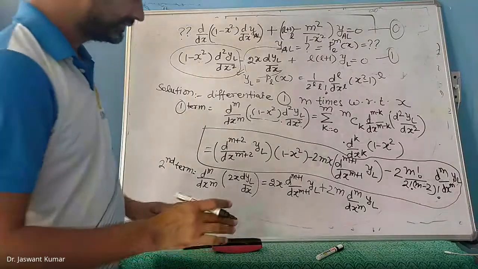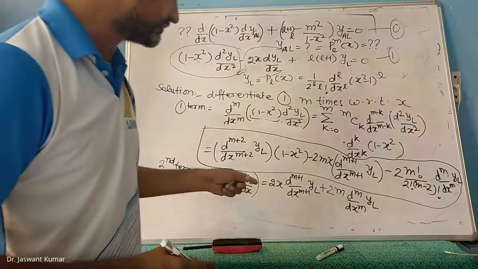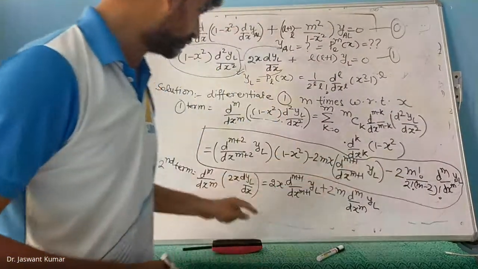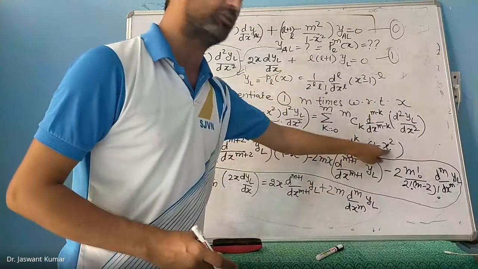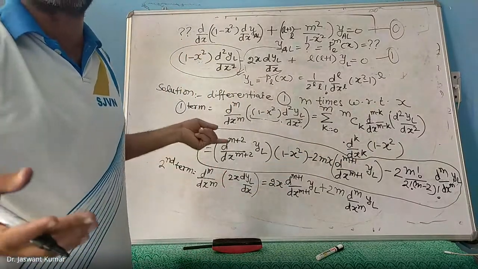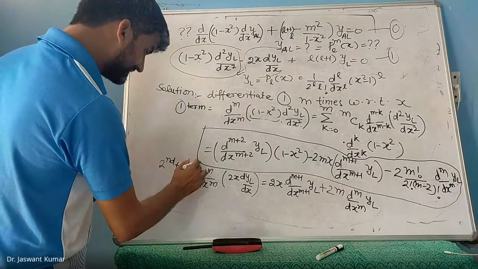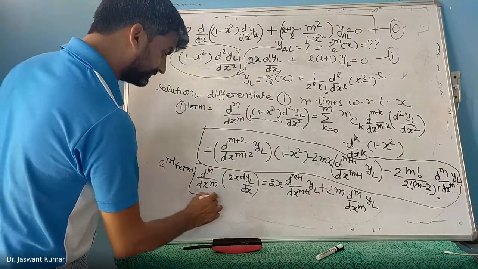Okay, good. Now, will there be some third term? There will be no third term because in the third term here we got 2, which was the second derivative of this 1 minus x square, whereas the second derivative of 2x is 0. So we do not have any third term over here. So this once again is the second term.